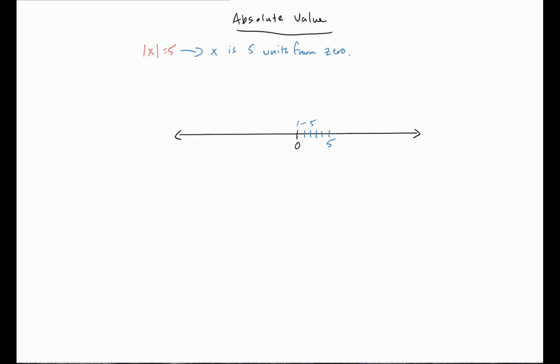We could count to the right. 5 units to the right would be 5. Or we could go to the left. 5 units to the left would be -5. Both those numbers are 5 units from zero. So that means that x could either be -5 or x could be 5.